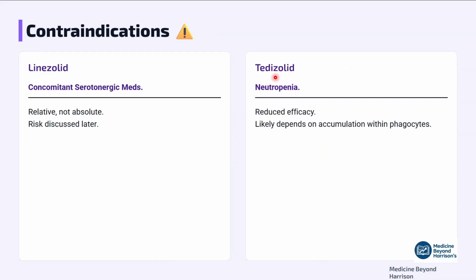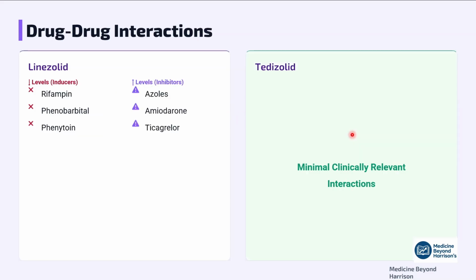Only neutropenia for tedizolid, and for linezolid, concomitant serotonergic medications should be avoided to prevent serotonin syndrome. So it is a relative contraindication. We will discuss more in the upcoming slides. Because of reduced efficacy in neutropenia, tedizolid is likely dependent on accumulation within the phagocytes, so it cannot be used in case of neutropenia.